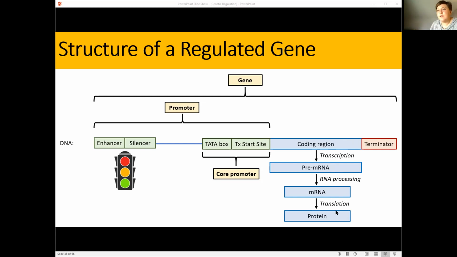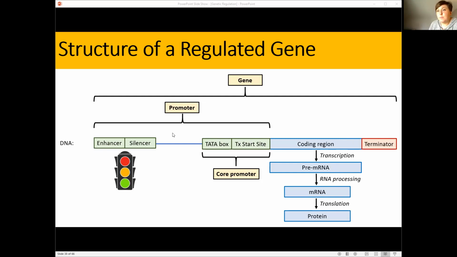As mentioned on the previous slide, the promoter, or the start site of a gene, is a little more complex than just an area where RNA polymerase binds. It is composed of a core promoter, which is composed of the transcriptional start site, where RNA polymerase binds, and a TATA box, where transcription factors bind.